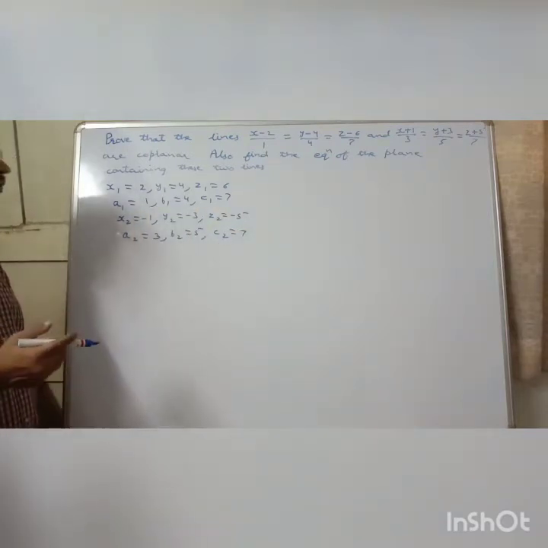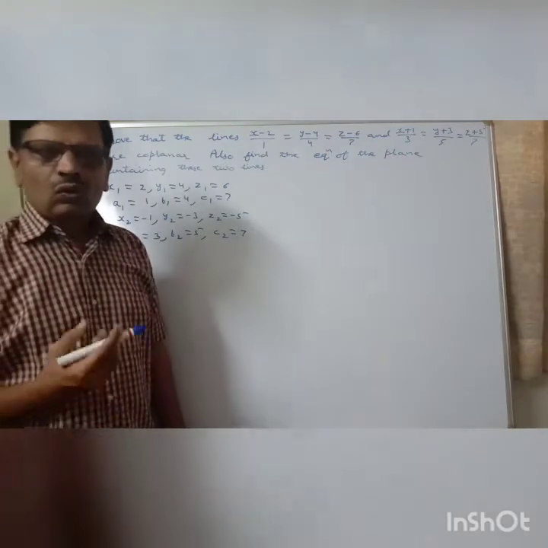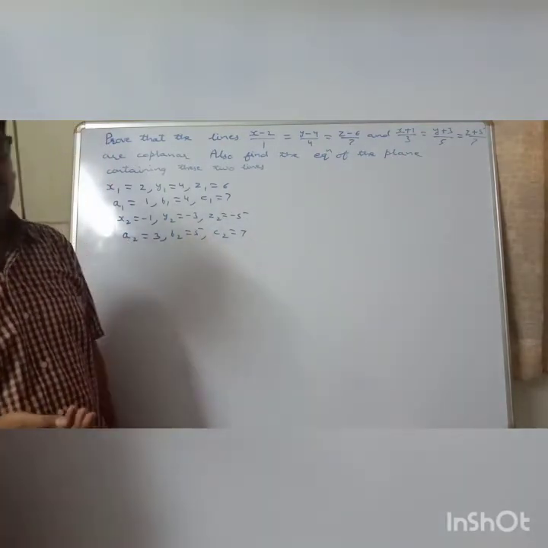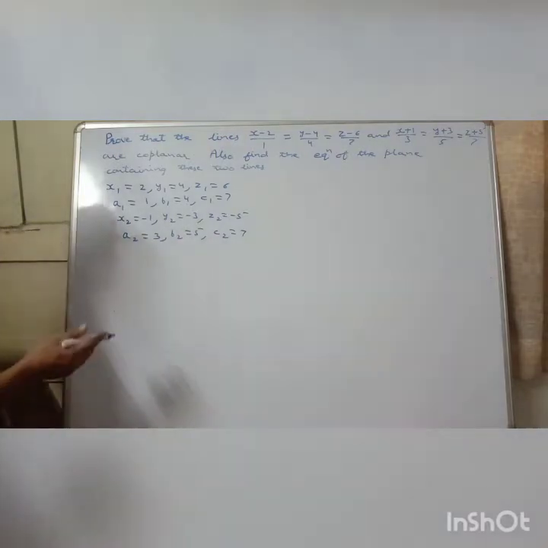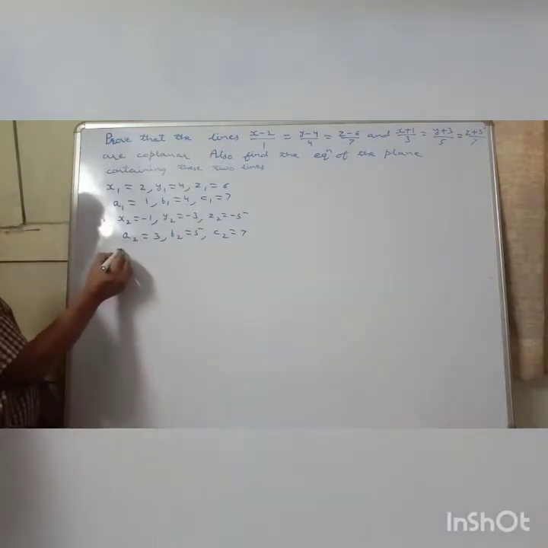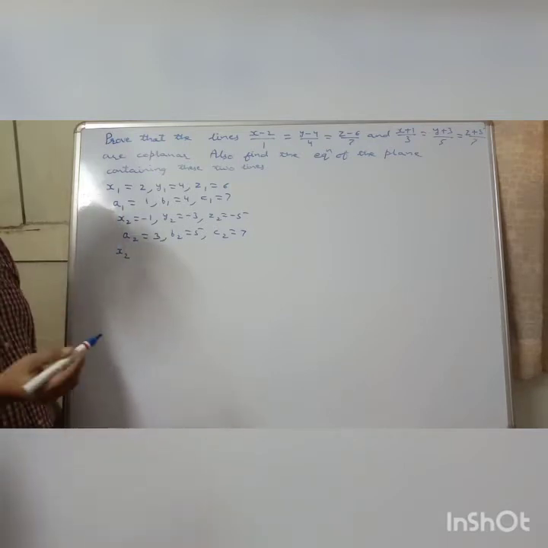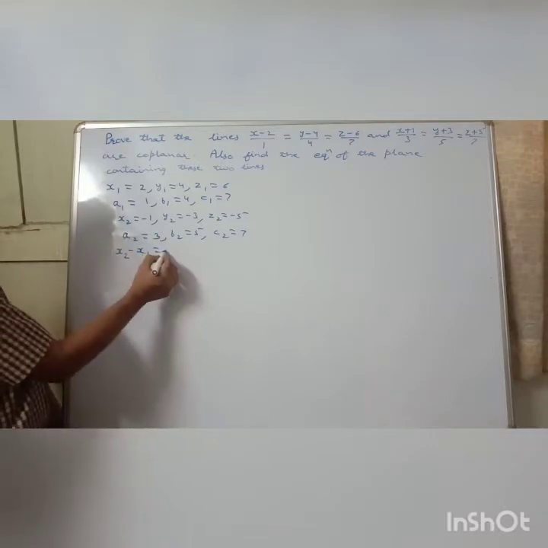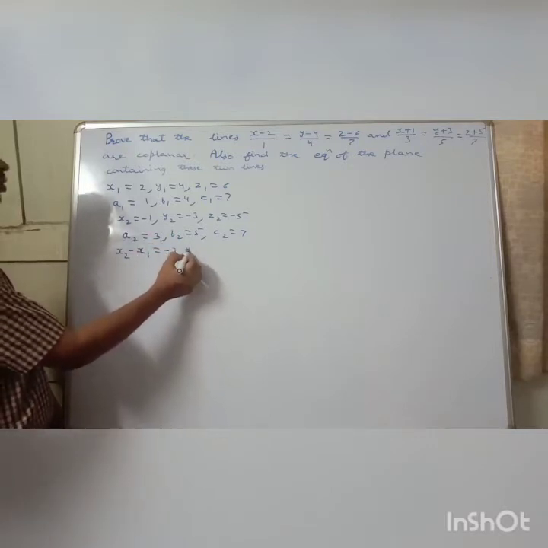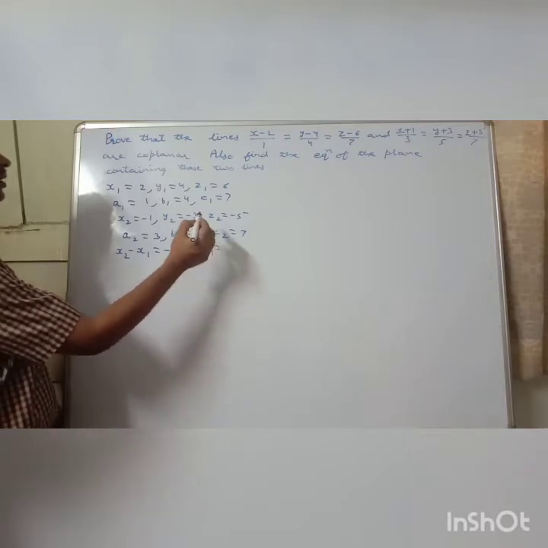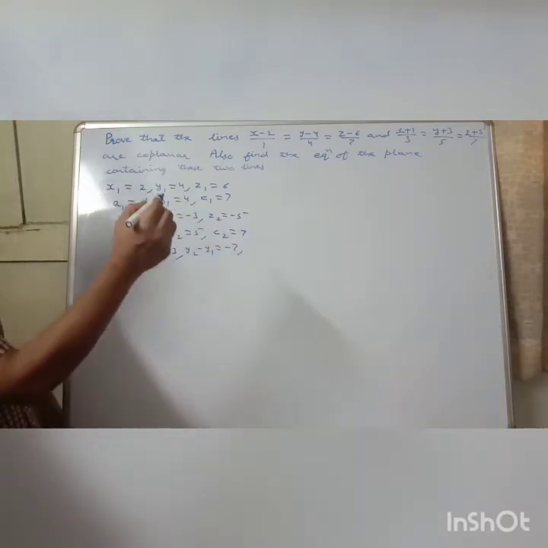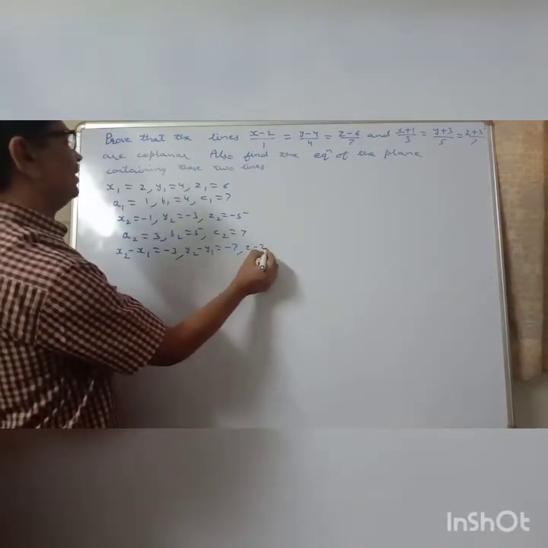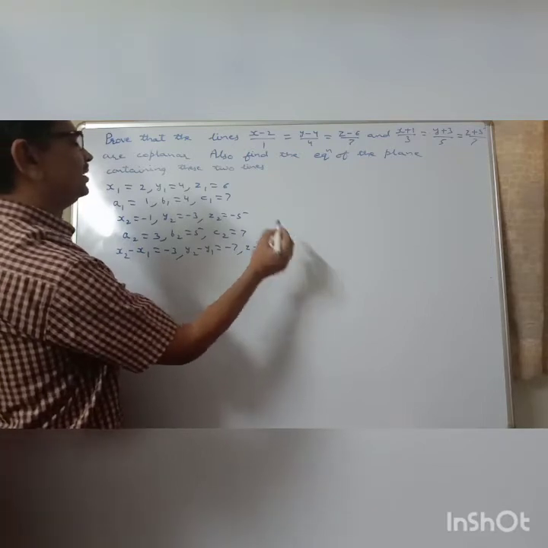Then the condition of coplanarity of two lines in Cartesian form is determinant equal to 0. Before using that, for convenience, let us find the difference between corresponding coordinates. x2 minus x1 is minus 1 minus 2, minus 3. y2 minus y1 is minus 3 minus 4, minus 7. z2 minus z1 is minus 5 minus 6, minus 11.